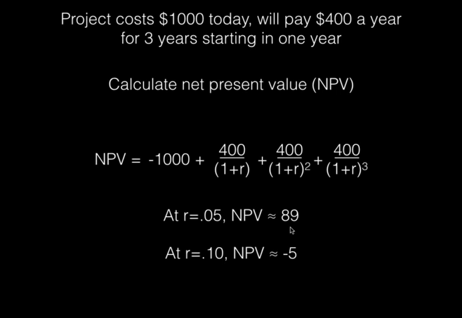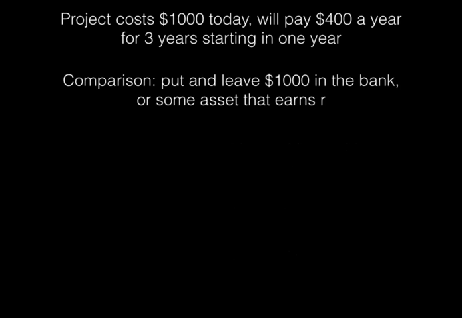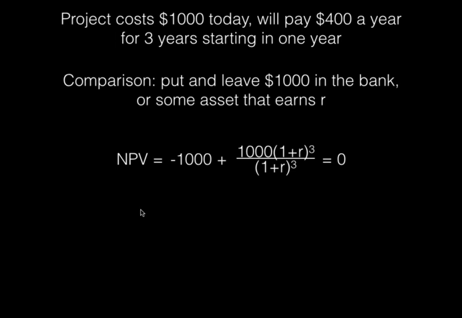Now, what does that number mean? So to answer that, let's first look at what we might compare this project to. Now this might be comparing it to lots of things, but sort of the benchmark that we want to look at is, well, I could just take that $1,000 and I could earn whatever the market interest rate is. Some interest rate that I could earn, whether it's a bank or some asset that I can buy and just earn a return on. But I could just be earning a return on that $1,000. So let's think about what that would look like in net present value terms.